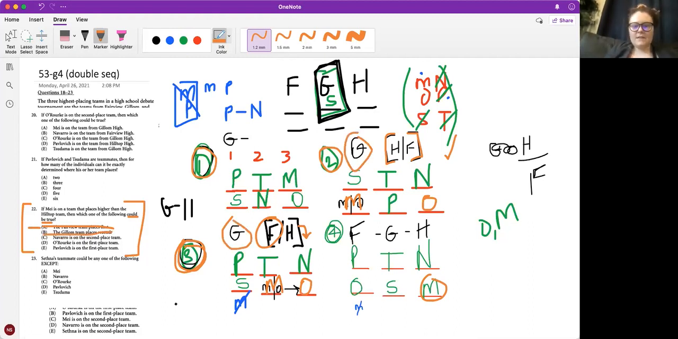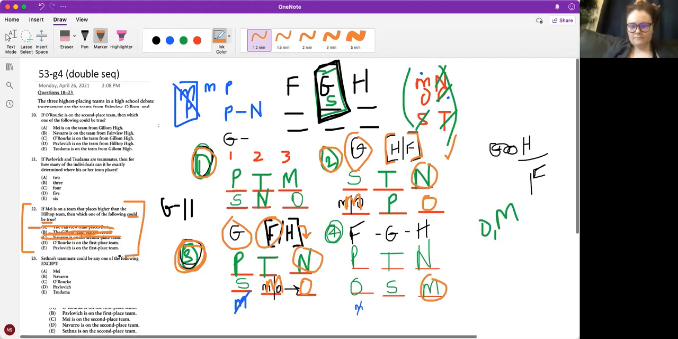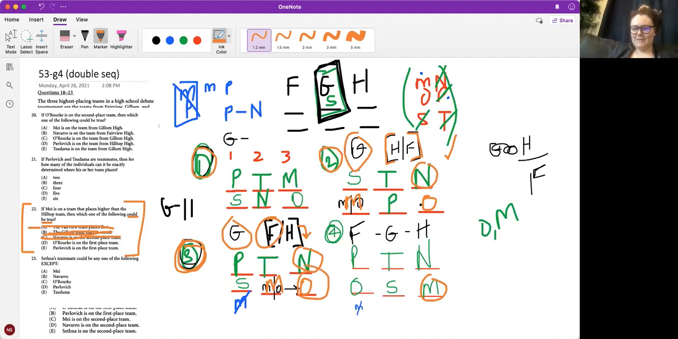Could N be on the second place team? No, because we have M in the third place team in both of them. Could O be on the first place team? No, because O is in the third place team in both of them. And then E, can P be on the first place team? Yeah. Can P be on the second place team? Yeah, perfect. That was just a trick question. So that's why it's E.